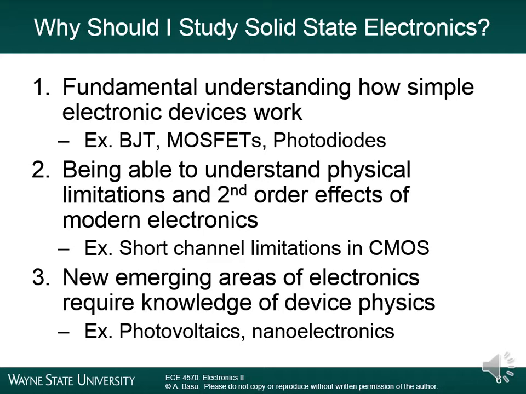Number three is that there are newer emerging areas of solid-state electronics that require knowledge of device physics. Examples include photovoltaics. Solar cells are very important right now for getting solar energy. Nanoelectronics, new types of electronic devices that take advantage of low-dimensional electronic materials like nanotubes and graphene. Different types of biomedical sensors, different types of environmental sensors that use semiconductor devices.